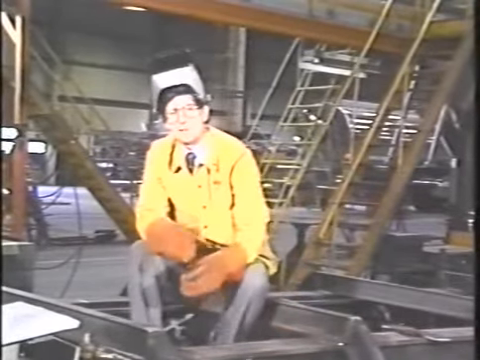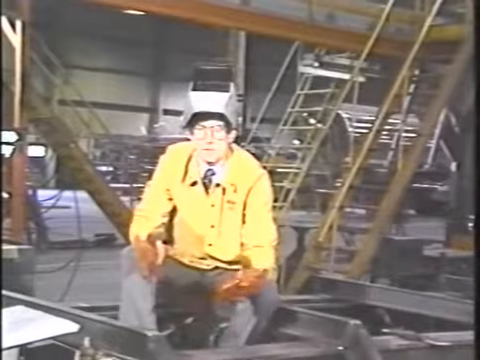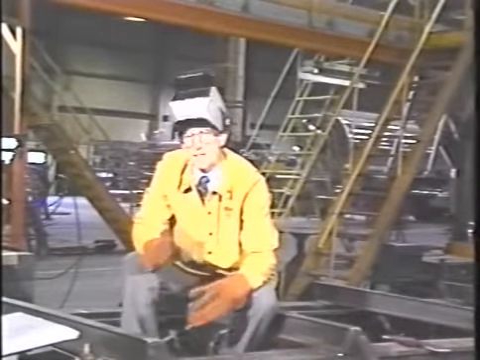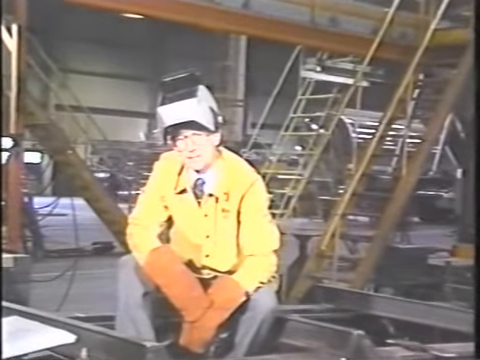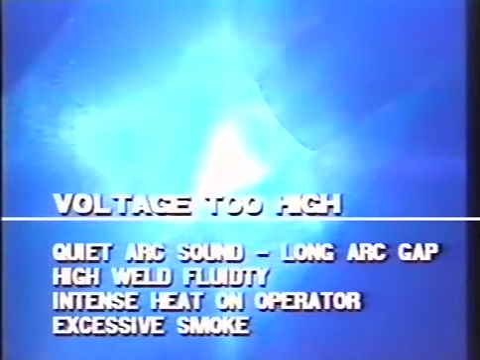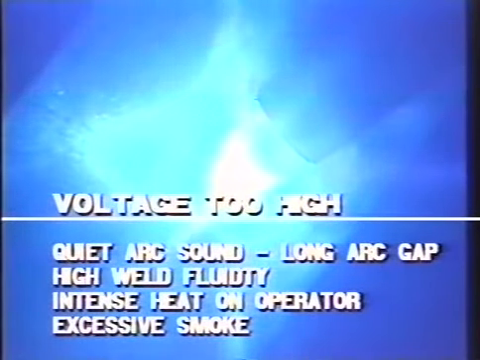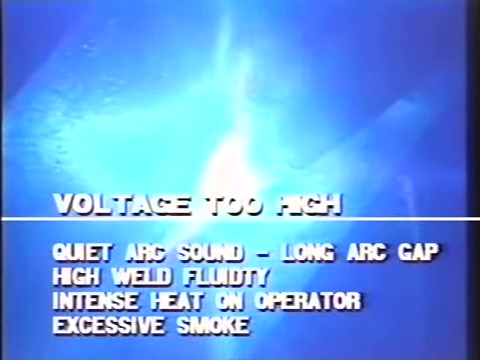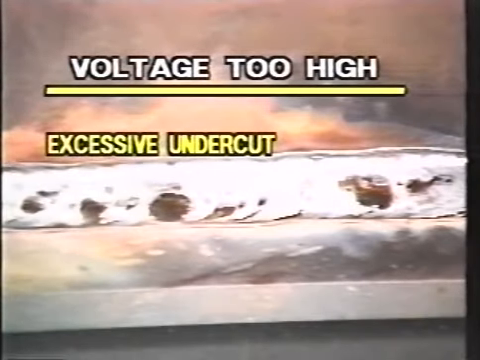In many cases of spatter and poor welds, it's quite often just a matter of a fine adjustment on the power source. Too high a voltage results in a quiet arc sound. The weld will be extremely fluid, producing an uncomfortable amount of heat for the welding operator. Smoke levels will rise as voltage increases. The results of too high an arc voltage are all too obvious.